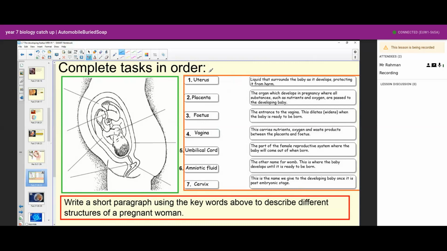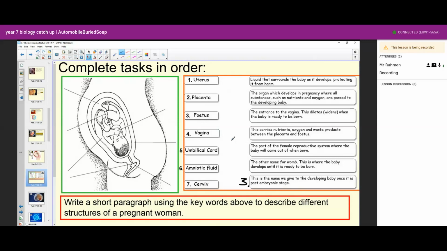For example, this one at the bottom is the name we give to the developing baby once it's past the embryonic stage. So this one would be 3. Okay, pause the video, see if you can label the rest.